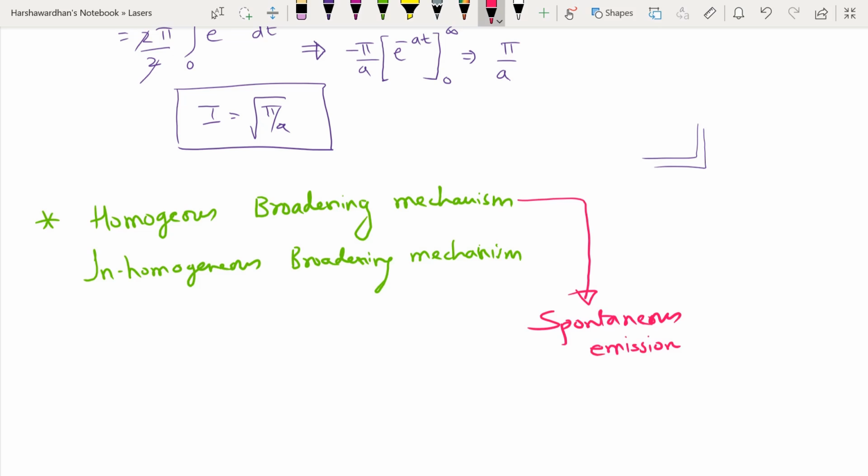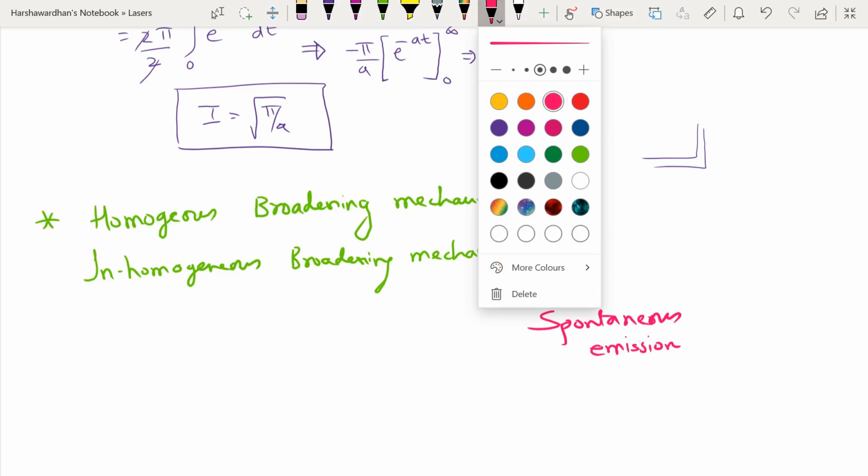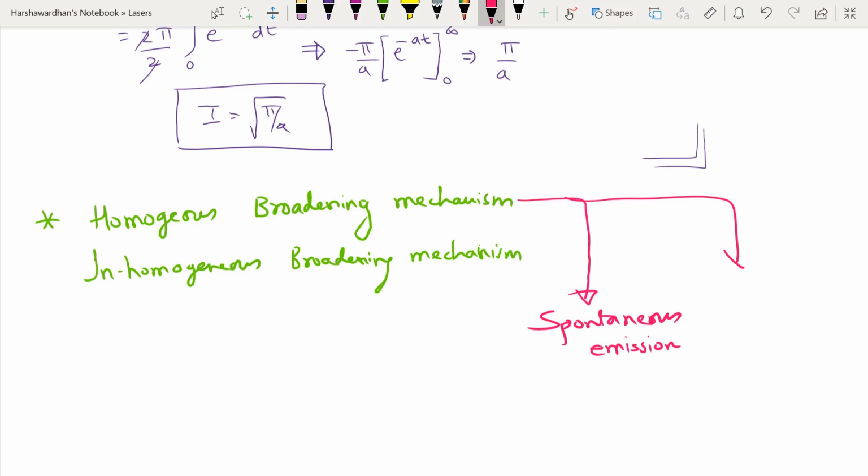Another example of homogeneous broadening is what we have already seen, collisional broadening. In the collisional broadening mechanism, there is nothing special about a particular atom. All atoms in this collection statistically experience an equivalent number of collisions, and hence the broadening effectively is uniform for the whole collection of atoms. Right? Collision broadening is a homogeneous broadening mechanism.